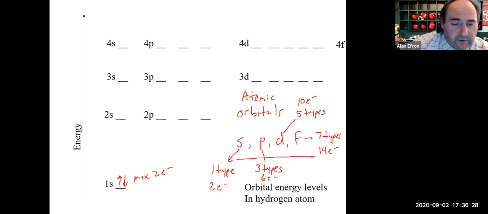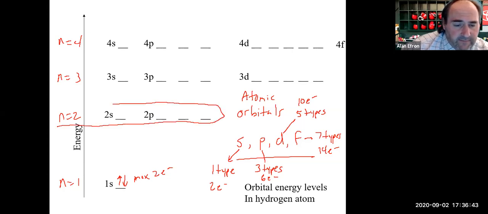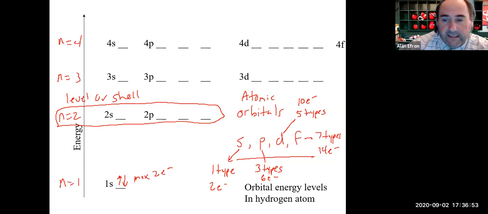This is our n equals 1, n equals 2, n equals 3, n equals 4. These are the energy levels. If you take the whole thing, it is sometimes referred to as a level, or a shell. For example, the n equals 2 shell or level is the second energy level. N equals 1 is the lowest in energy, closest to the nucleus. As you go above, n equals 2, 3, 4, and so forth, those are higher energy levels.